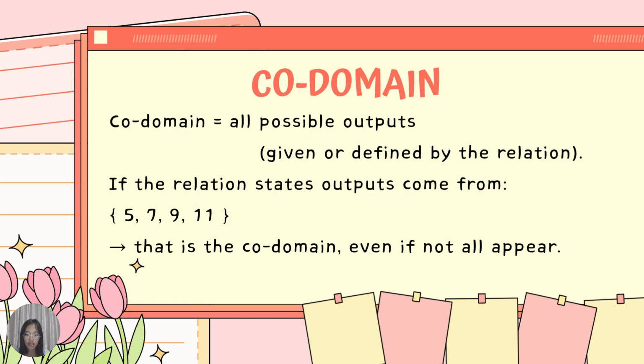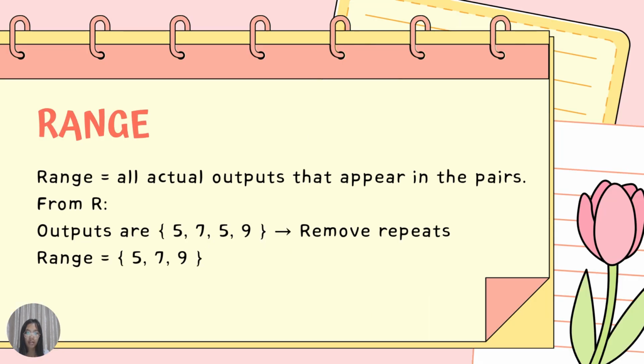So yes, we have here the range, which is different from the codomain because the range is only the actual outputs used in the relation. From R, the outputs are 5, 7, 5, and 9. So removing the repeated values, the range is 5, 7, and 9. So these are the outputs that actually occurred.